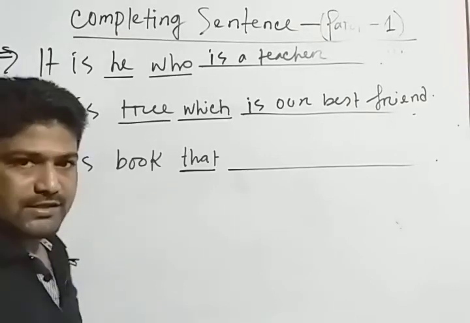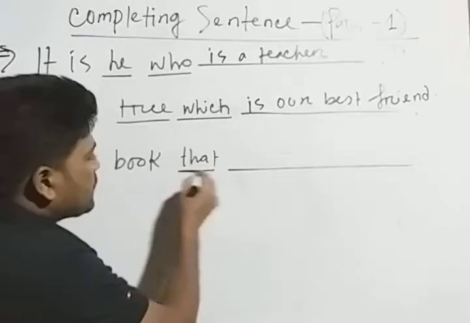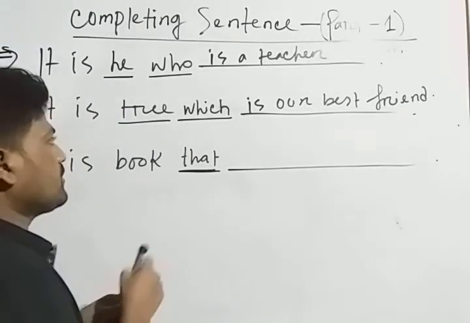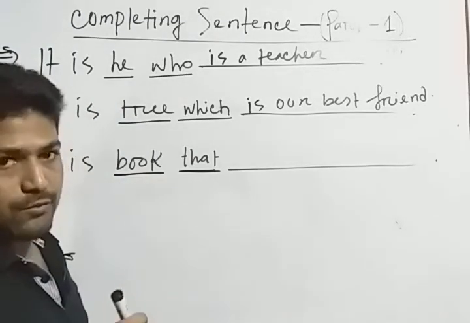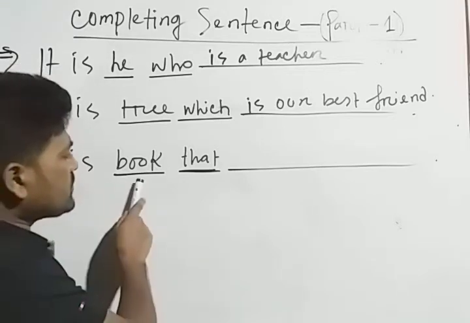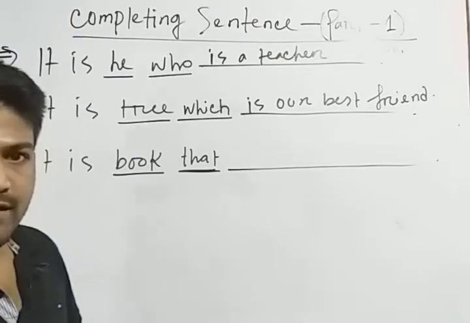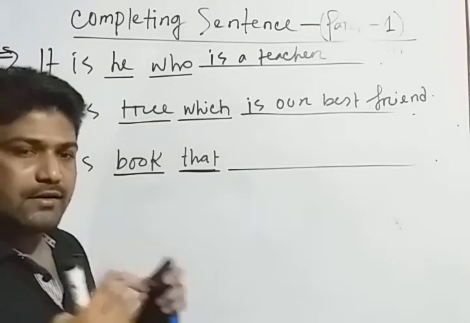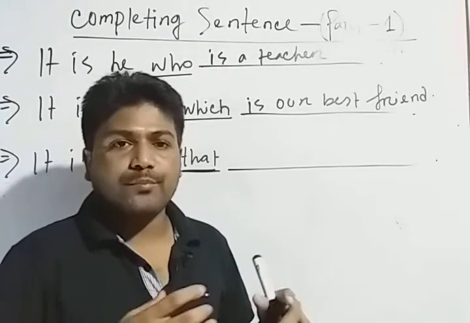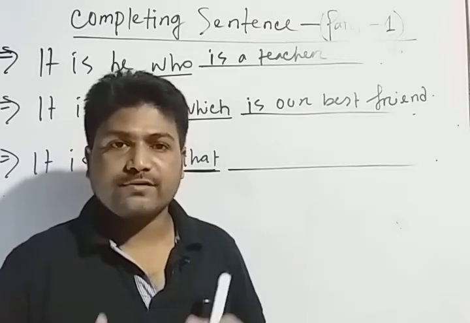Okay, dear learners, look at example number 3. It is book that. If we see, there is a relative pronoun, that. There is a relative pronoun that, and before the relative pronoun there is a subject, book. This is a noun. It is a subject. Now by using this subject you have to make any kind of sentence. Let us make a sentence. Book, for example, book is our best friend. Book gives us knowledge. Book gives us pleasure.